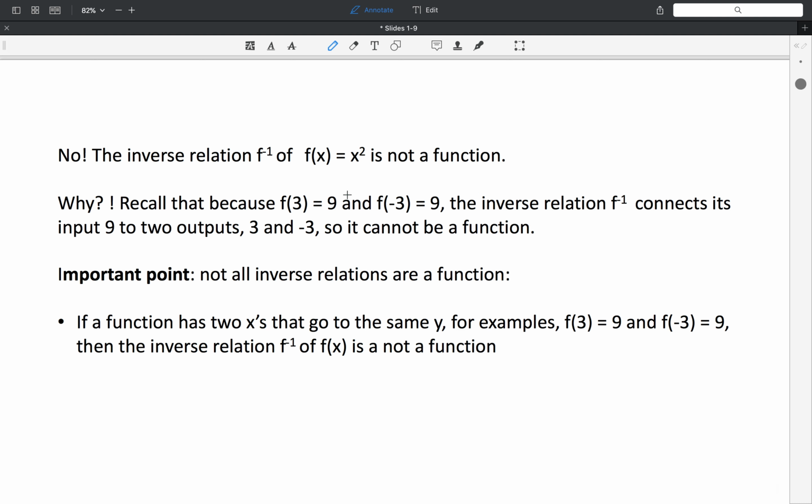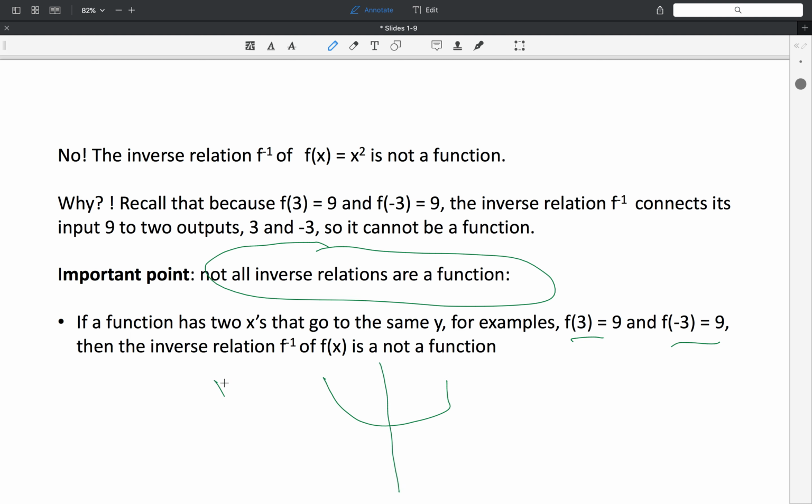Now this is important. Not all inverse relations of functions are functions. If a function has 2 x's that go to the same y, then the inverse is not going to be a function. I'm going to show a picture of this. That's supposed to be y equals x squared. This is minus 3, 9. Yeah, we can do a better job. This is going to be 3, 9. This is the x-axis right here.